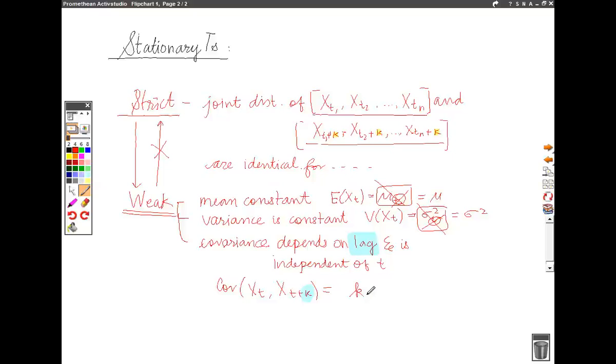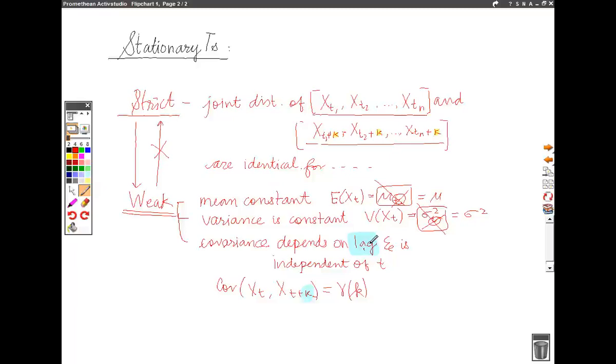When I'm saying that my covariance should depend on the lag, and I know that my lag here is k, so if I write this covariance as k, is that okay? It should be a function of k, I guess. Exactly right. It should be a function of k. I haven't said that my covariance is the lag. I have just said that my covariance depends on the lag. So it can be any function just with the variable, which is the lag, right?